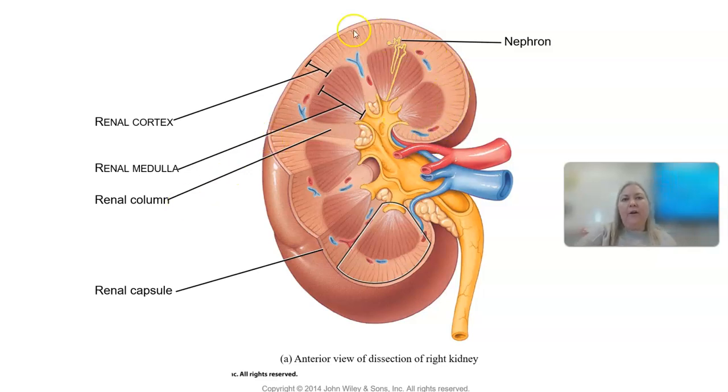So we can see this lighter color is the cortex, and it goes all the way around the superficial aspect of the kidney. But we do have regions between each of these renal pyramids where it does extend in. So these are called renal columns. And these darker regions where the nephrons are found are called the renal medulla. One is called a renal pyramid because that's their shape.